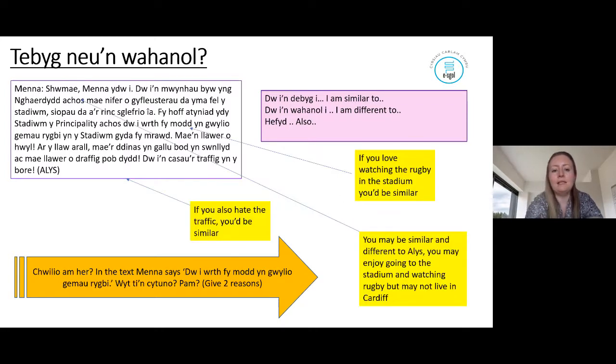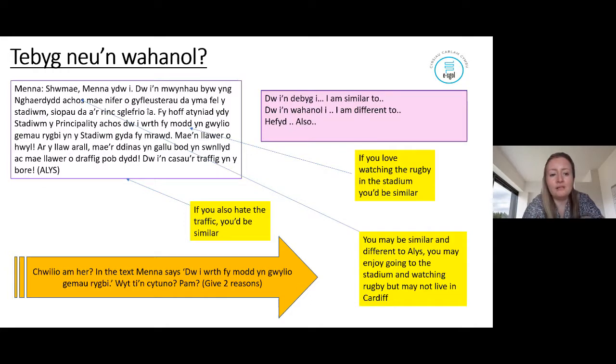Okay, so have a look at a couple of suggestions I put here. Now you don't have to understand everything here. So for example, Menna says, fy hoff atyniad, my favourite attraction in Cardiff is the Principality Stadium because I love watching rugby games in the stadium. So if you also love watching the rugby in the stadium, you would be debyg, you would be similar to Menna. If you hated watching the rugby, then you would be wahanol, different on that particular point.